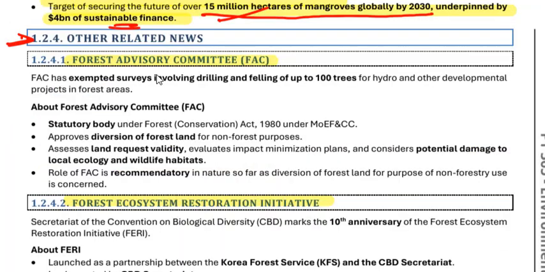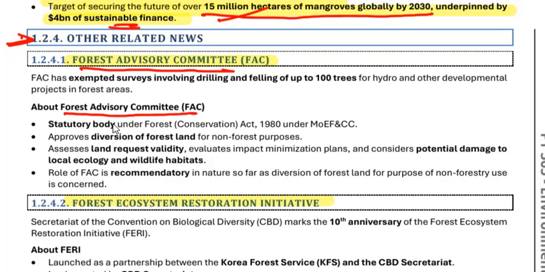Next is about other related laws. First is the Forest Advisory Committee. You just have to go through this. No need to remember each and every point, as other related laws are of course not important. FAC has exempted surveys involving drilling and the felling of 100 trees for hydro and other developmental projects in forest areas. FAC is the Forest Advisory Committee.